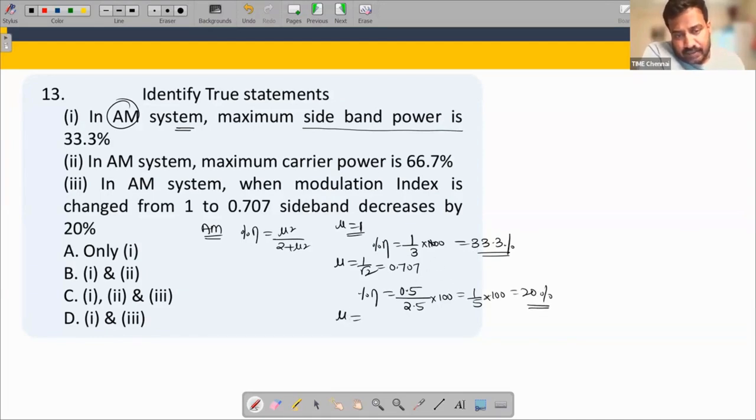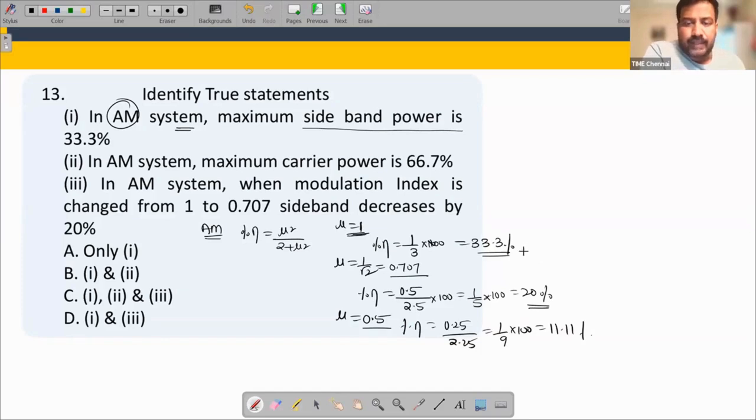Still, if you decrease to around 0.5, it is 1 here, decrease to 0.707, decrease to 0.5. Then percentage eta is 0.25 by 2.25. That's 1 by 9 into 100 will be 11.11%, still decreased. Now you can see there is a decline in the value. So I can say the maximum value is 33.3%. So this is definitely true. How about the second statement?